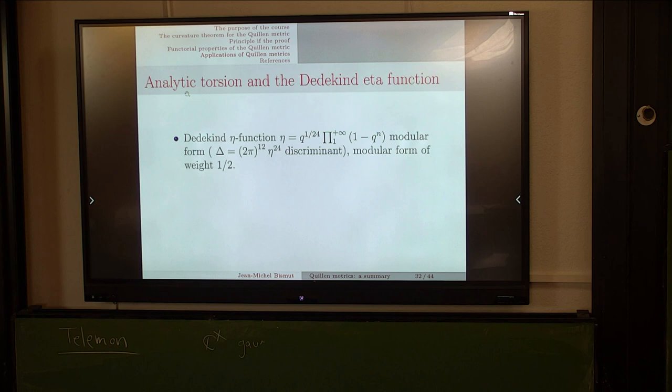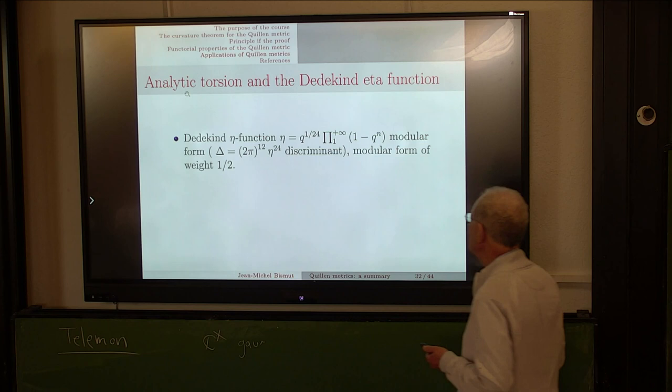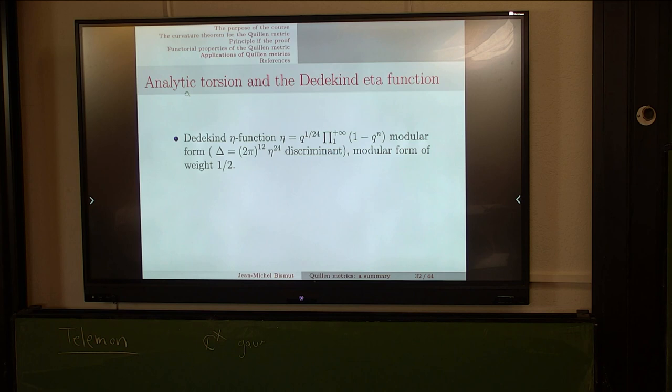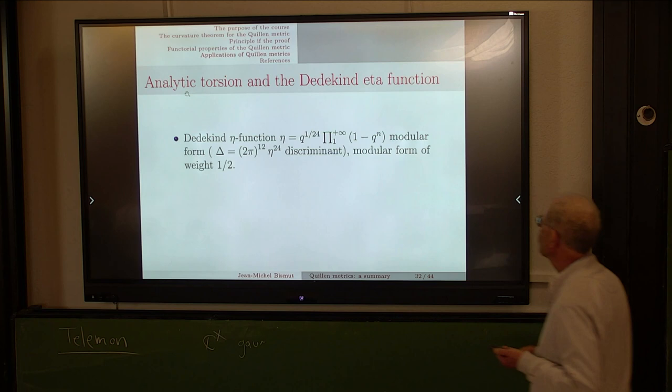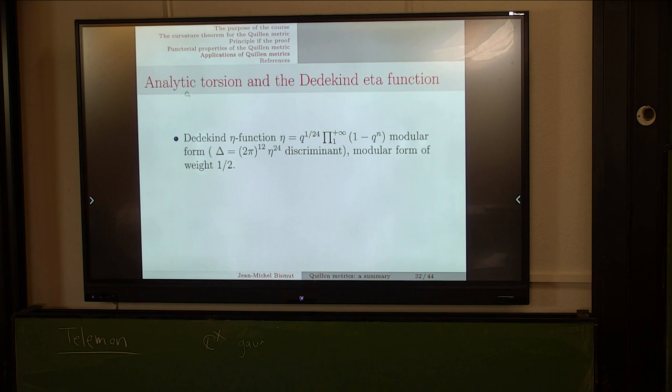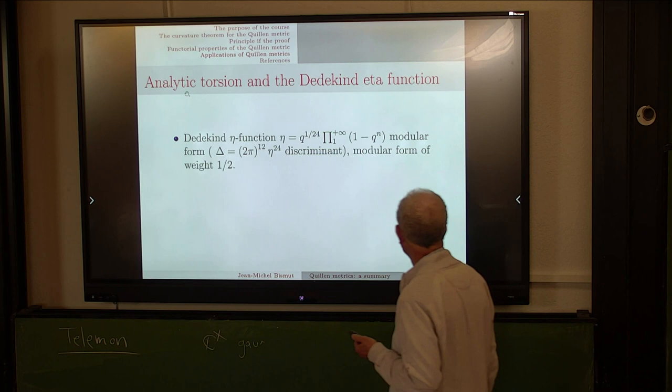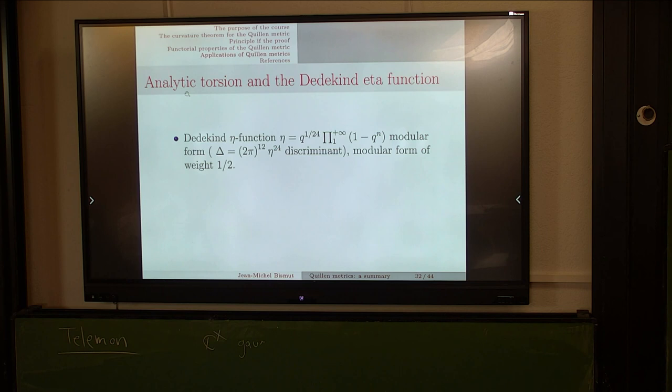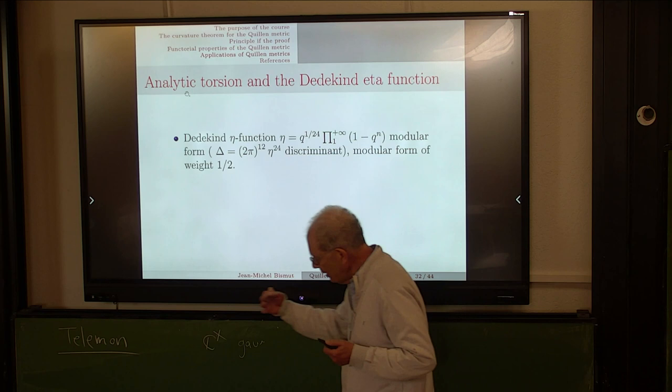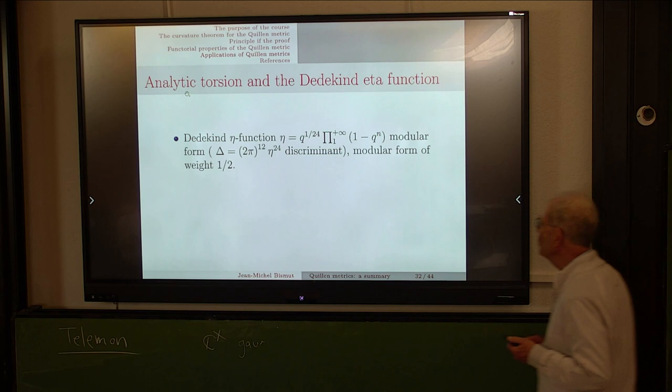Let me remind you that we have the Dedekind eta function, which is defined on the upper half plane and is given by this formula in terms of q, where q is e to the 2 i pi tau, by this infinite product formula. It is a modular form of weight 1 half. And the discriminant delta, an invariant of the elliptic curve, is given by 2 pi to the 12th, eta to the 24.